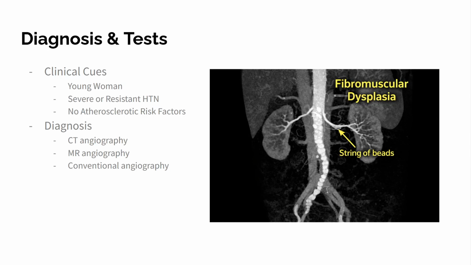Some of the classic clinical cues that you're going to see, like I mentioned, is you're going to have either a young or middle-aged woman. Not always, but most of the time you're going to have that, with hypertension and no traditional cardiovascular risk factors such as diabetes or smoking or hyperlipidemia. And sometimes you can hear a bruit over the abdomen or neck.